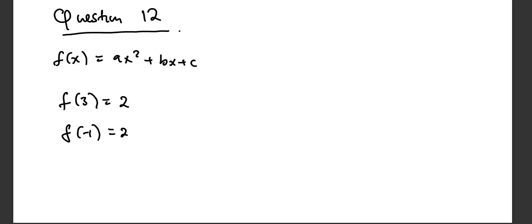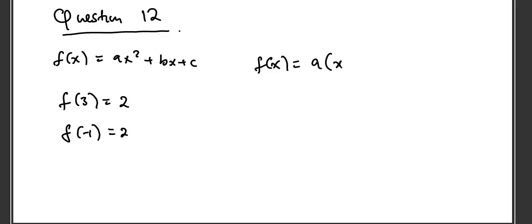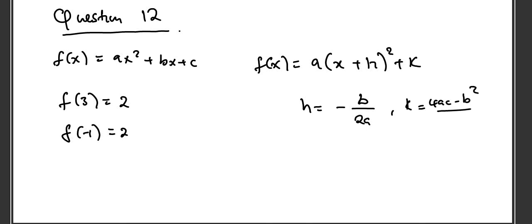Okay, so a quicker way to go about number 12, we are already told that the maximum is 10, and we know whenever we complete the square of this, it should always take this form. We have a, we have x, let's say plus h, then squared, plus k. Your h is negative b over 2a, and your k is 4ac minus b squared, over 4a. And the points that we're given here are f of 3 and f of 1. So they're both giving us the same answer, which is 2.